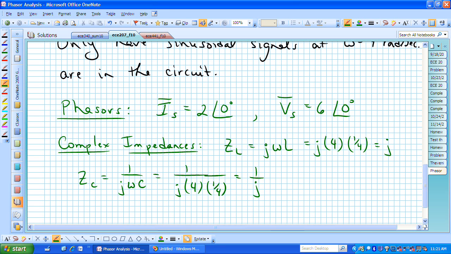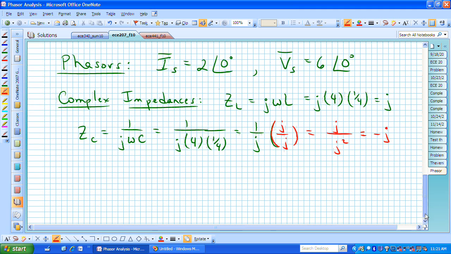And now we have 1 over j, which we can clean up a little bit if we want to. We can multiply that by 1, and so now we have j over j squared. But j, remember, was the square root of -1 in our notation. The square root of -1 squared is -1, and so we end up with minus j for z sub c, the impedance of our capacitor.